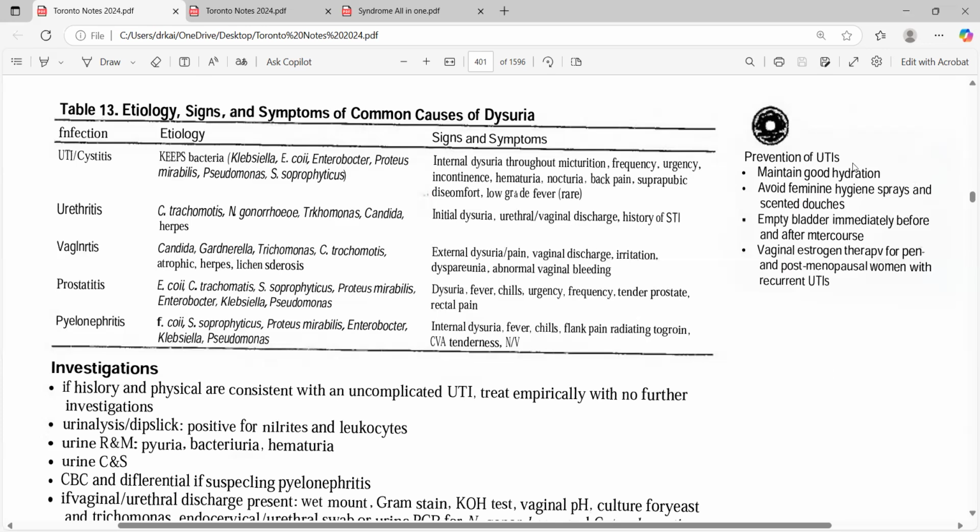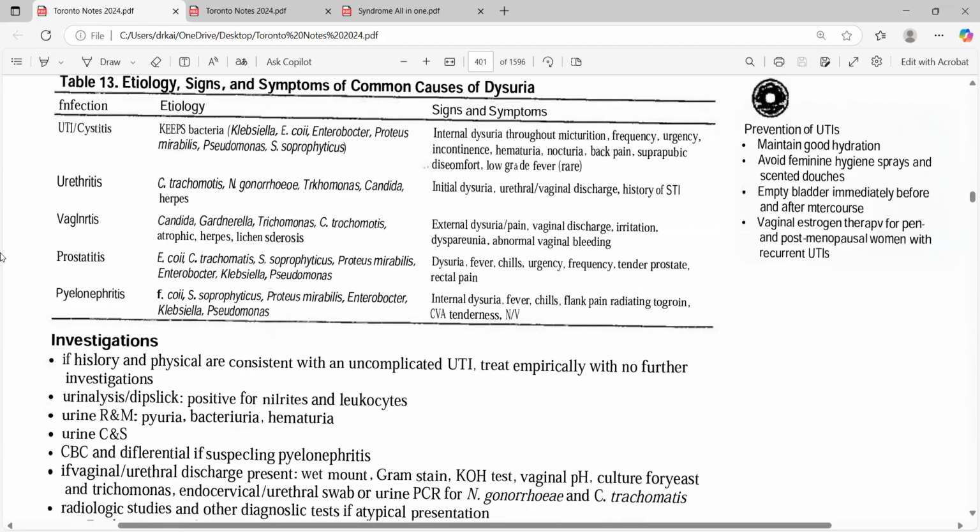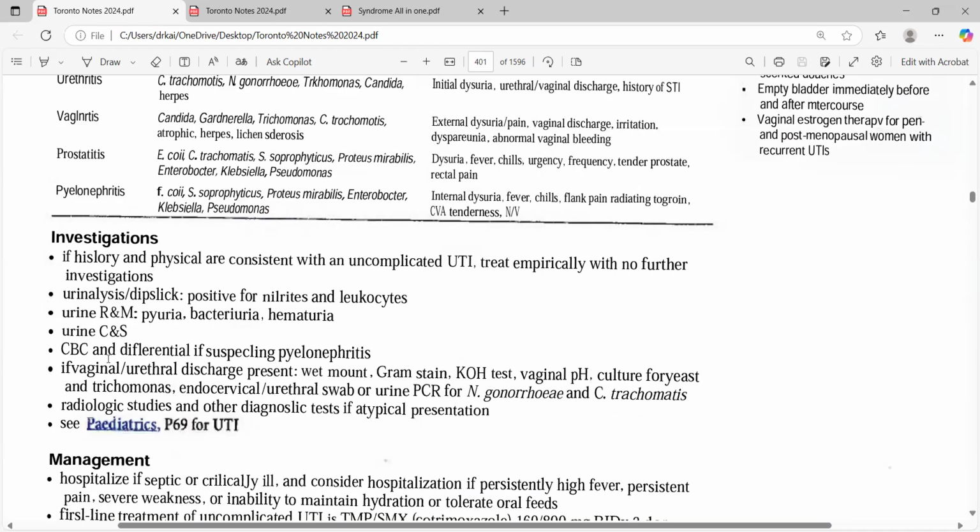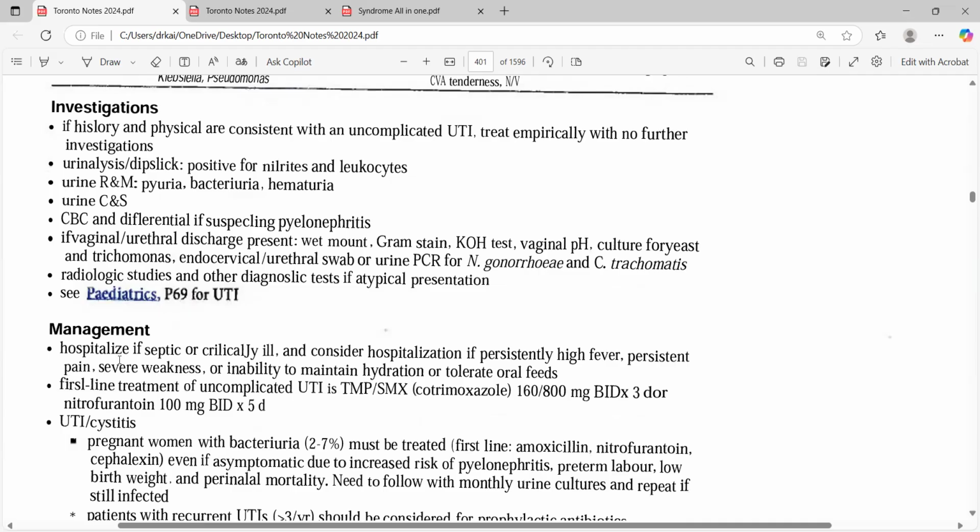Then the prevention. So always keep it in your head. Good hydration, feminine hygiene sprays avoid. Then empty the bladder immediately before and after the intercourse, and then the vaginal estrogen creams. Then history and physical examination, urine dipstick test, urine routine, microscopic culture and sensitivity, and then going for the CBC.